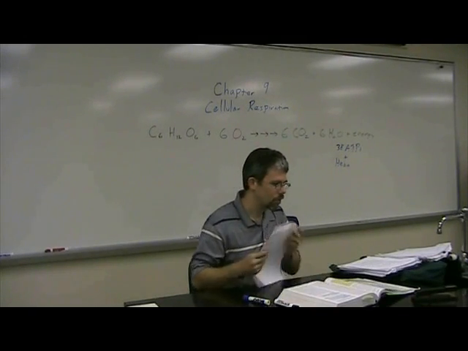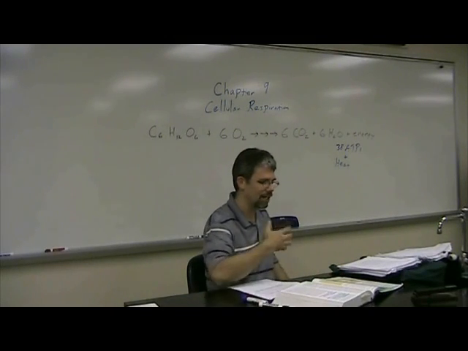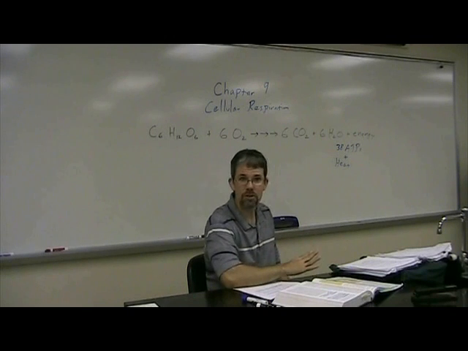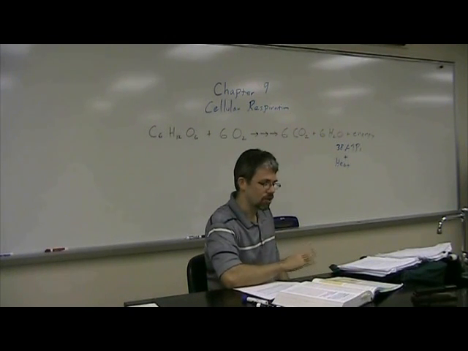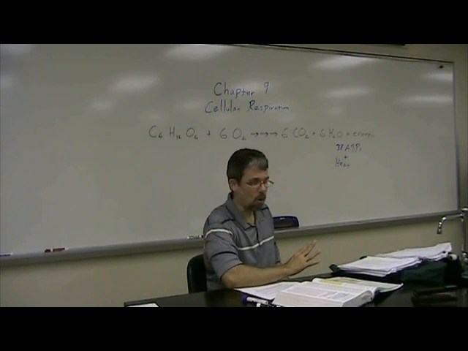Now, a summary of all of this is on page 176. Again, glycolysis does not occur in the mitochondria. The other two do: the citric acid cycle and the electron transport chain. So, glycolysis gives us 2 ATPs. The citric acid cycle gives us 2 more.